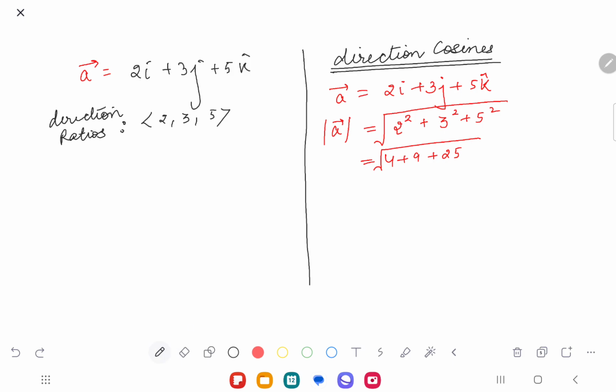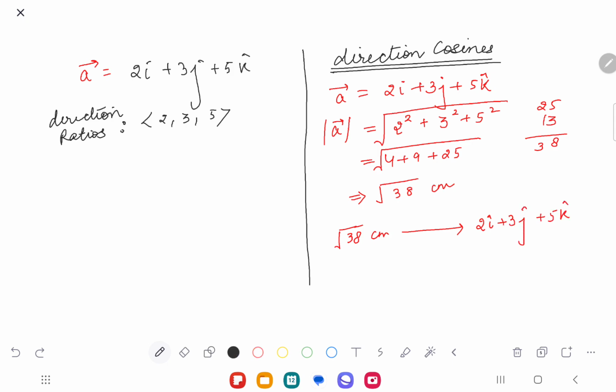Yes, ma'am. So how much is that going to be? That is going to be 13 and 25, so that is going to be 38. So that is going to be root 38 centimeters. So root 36, if it would have been, would have been 6 centimeters. So it is something little greater than 6 point something centimeters. So I would say if the length is root 38 centimeters, the vector is written down as 2 i cap plus 3 j cap plus 5 k cap, isn't it?